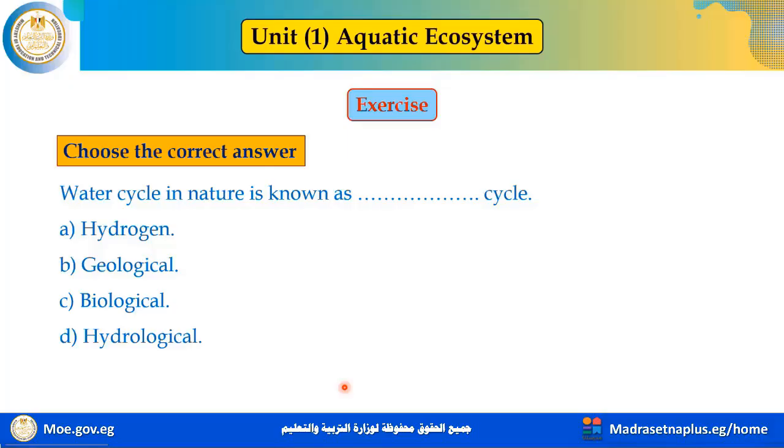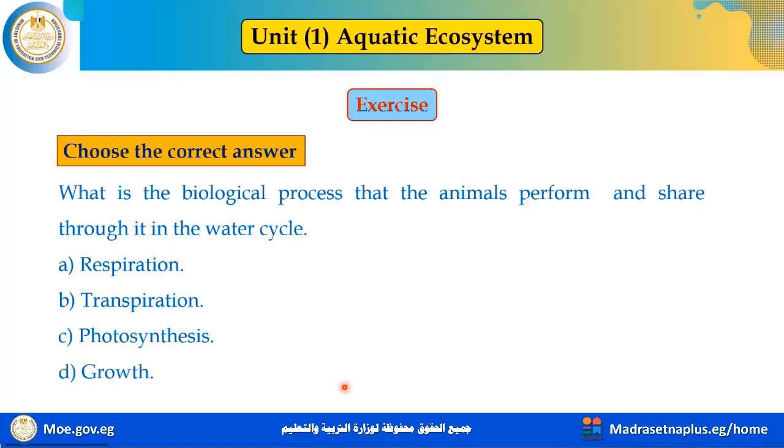Yes, excellent, my dear students. Hydrological. That's right. So for the water cycle, we have another name: it is the hydrological cycle. What is the biological process that animals perform and share through it in the water cycle? Respiration, transpiration, photosynthesis, growth. Yes, it's easy. It is the respiration process.